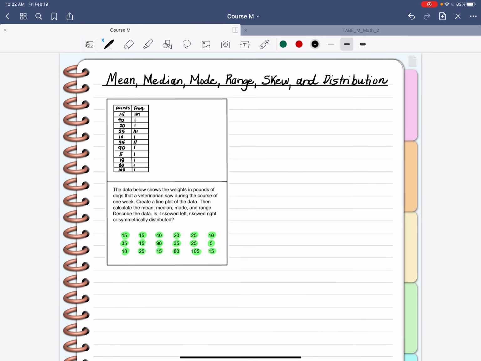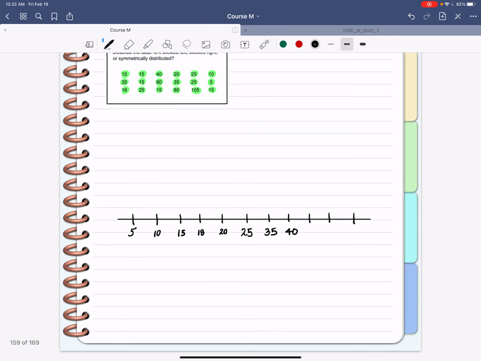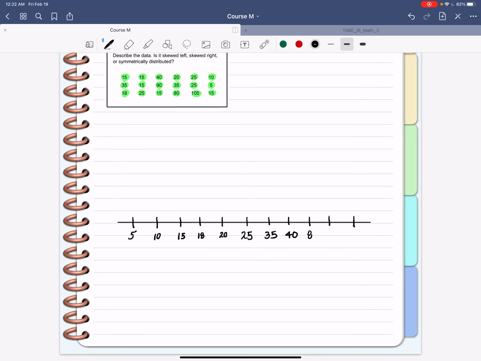There's an 80, a 90, and a 105. Is that a 10? Yes, 80, 90, and 105. And again, I am not listing the weights in between. I only want to list weights if they were represented in my data.